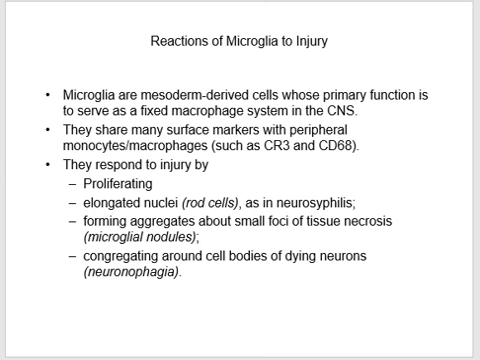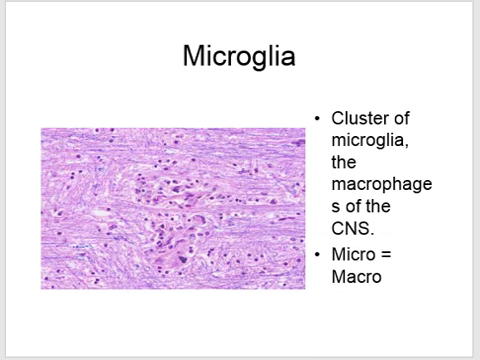They respond to injury by proliferating, with elongated nuclei called rod cells, as in neurosyphilis, and by forming aggregates about small foci of tissue necrosis. These are called microglial nodules. Congregating around the cell bodies of dying neurons is called neuronophagia. This is a cluster of microglia, the macrophages of the CNS.